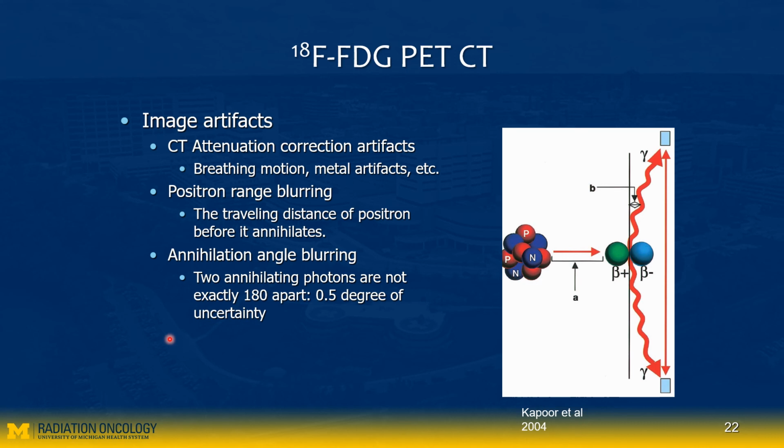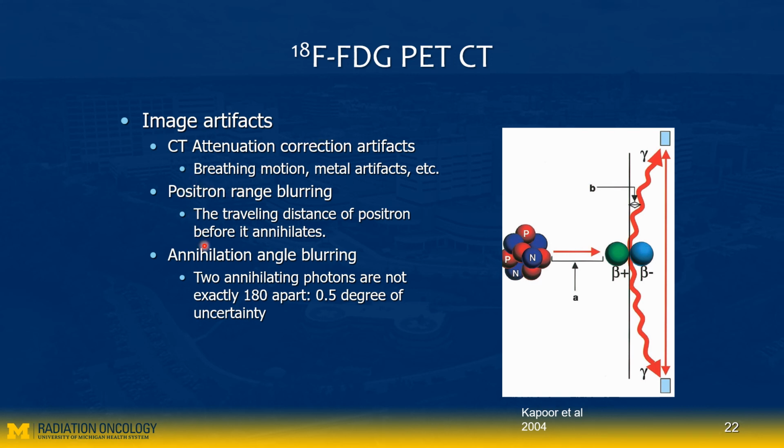So let me conclude the PET CT lecture with this slide. Let's talk about image artifacts. What kind of image artifact can happen in PET CT? As I mentioned just now, because PET CT utilizes the CT image to correct attenuation, any artifact from the CT itself can play a role in PET image reconstruction. So if CT has a breathing motion artifact or metal artifact, etc., it will affect PET imaging.